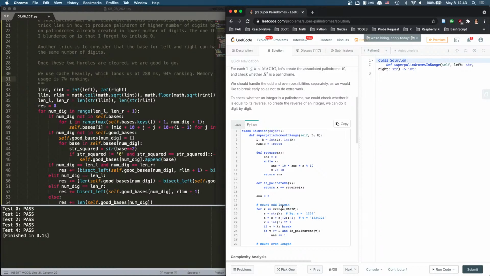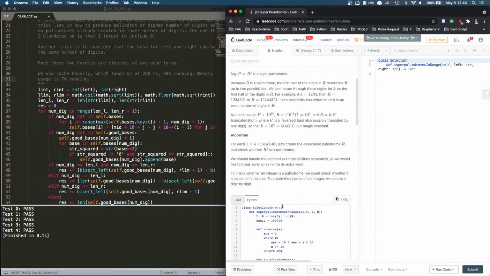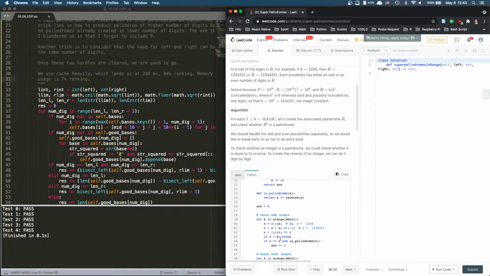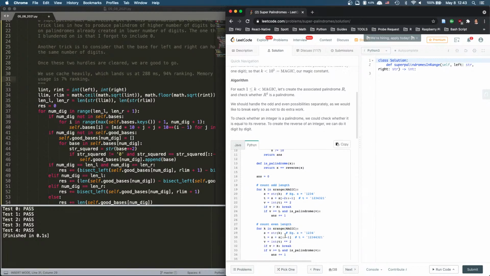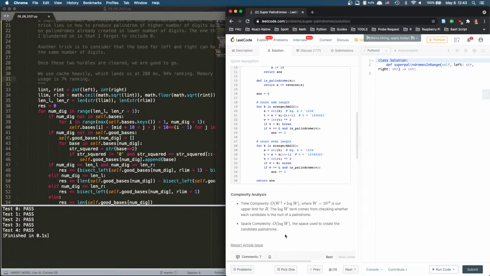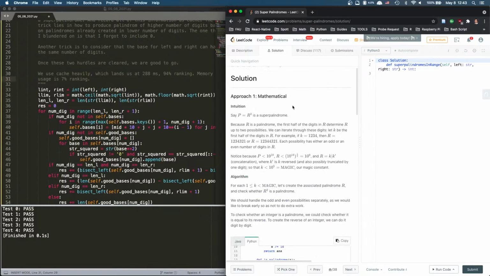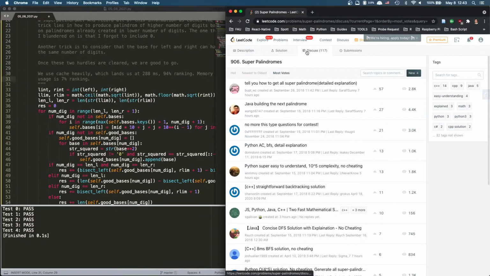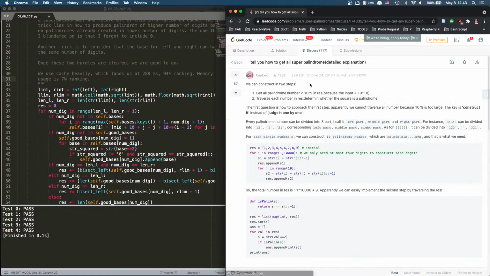Odd length. Odd length is we remove 1, okay. If V is larger than R, then break. Oh, okay, all right. Oh, I like that, I like it. Yeah, this is the one that I do.